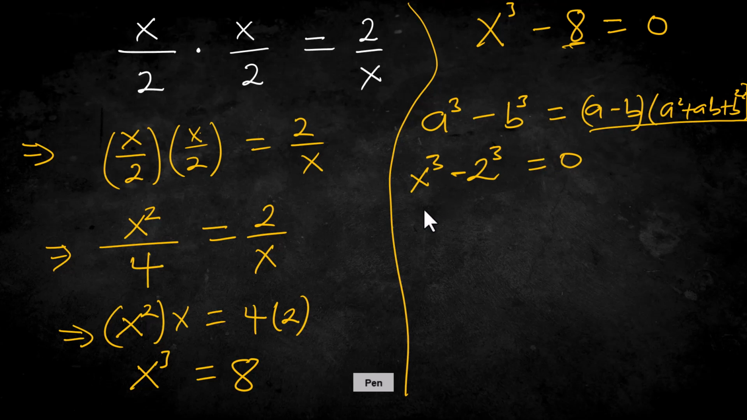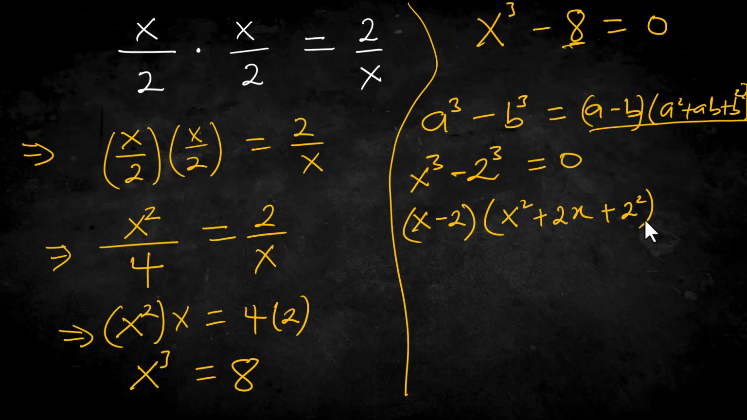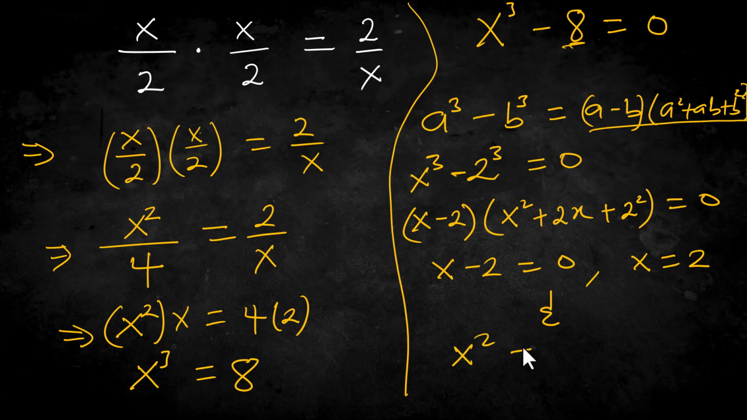Okay, so we have (x minus 2) times (x squared, then 2 times x, plus 2 squared) equal to 0. So we have x minus 2 equal to 0, therefore x equals 2. And x squared plus 2x plus 2 squared, which is 4, equal to 0.